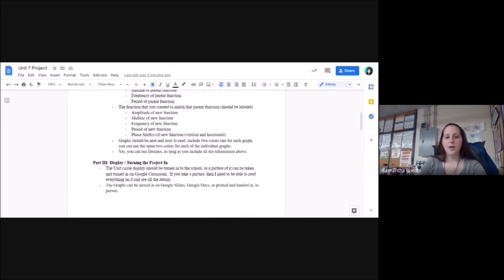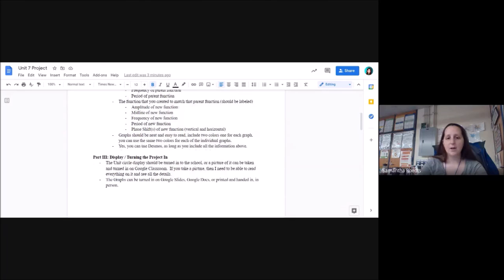Vertical and horizontal. Okay, graphs should be neat and easy to read, include 2 colors, one for each graph. So if you're using Desmos, it automatically creates 2 colors for you. So you can use Desmos as long as you included all that information, all right?